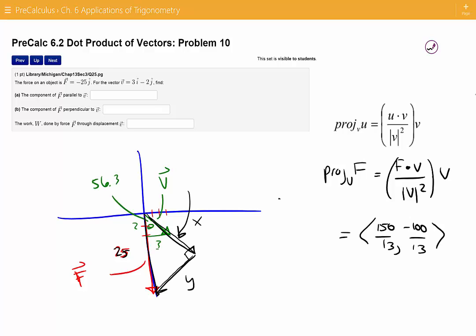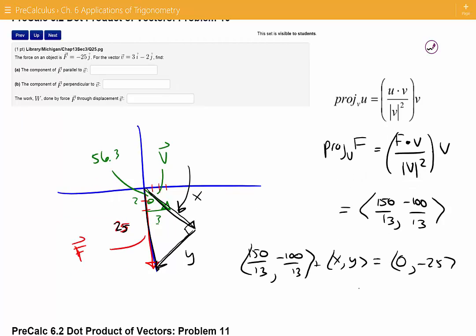Now the best thing to do to find the component perpendicular, actually, right here, is to understand that these two vectors x and y have to add to be vector F. So, what I found for vector x, what I called x right here, plus what I'm going to find for vector y, which I don't know the components of, has to be equal to vector F. And so if you set up this equation, then it's easy to find what x is. X has to be the opposite of this, so that when you add the x components, they cancel to 0. So obviously this has to be negative 150 over 13.